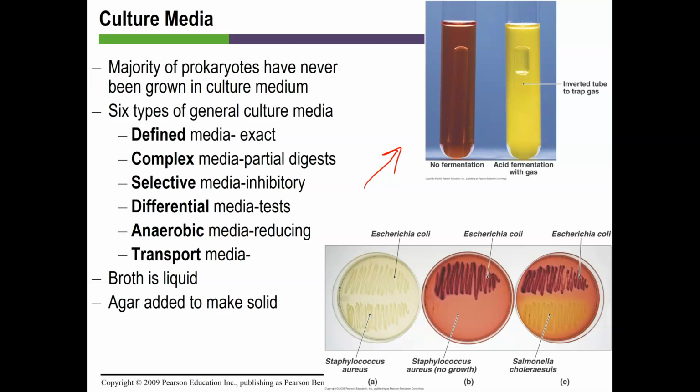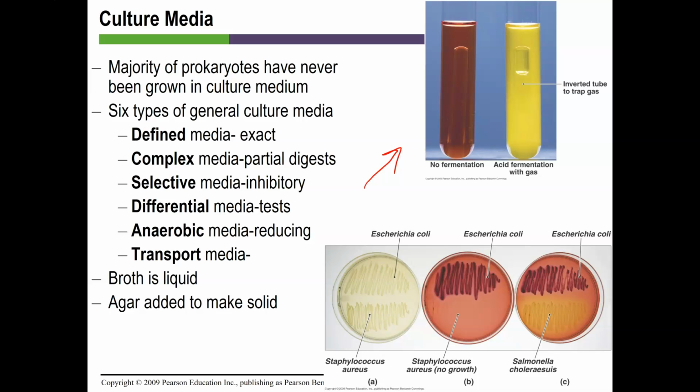In addition, there is media that combines components so you can have a selective and differential type of media. This type of media is used when you wish to try to inhibit certain types of organisms from growing while at the same time differentiating the ones that are growing from one another. You can tell which ones are the ones you're most interested in because they could be positive for a specific color reaction.